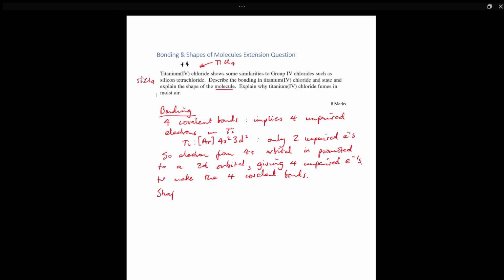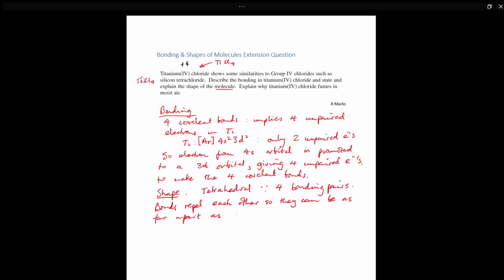So the shape is going to be tetrahedral. Let's just write that down. The shape is going to be tetrahedral because we've got 4 bonding pairs of electrons, and no lone pairs. And the bonds are maximally dispersed. Let's say the bonds repel each other, so they can be as far apart as possible. So that explains the tetrahedral shape.